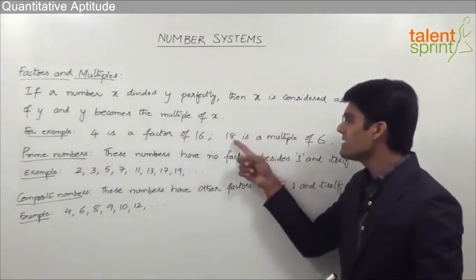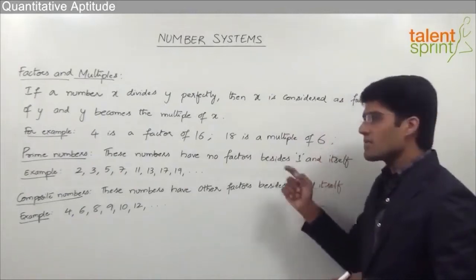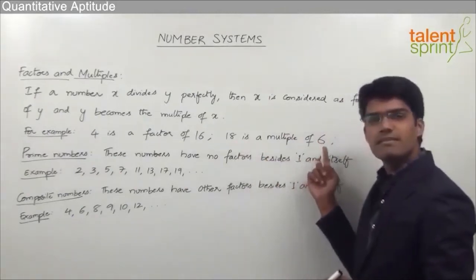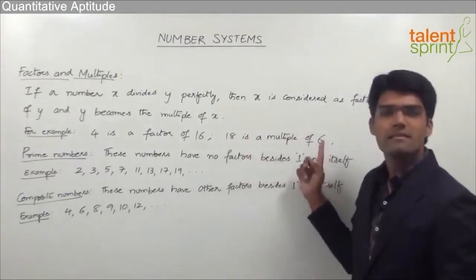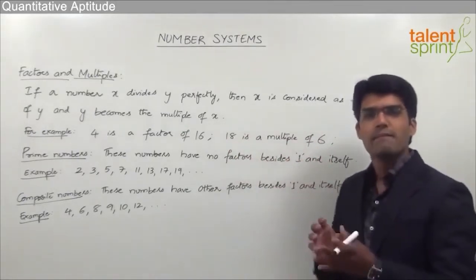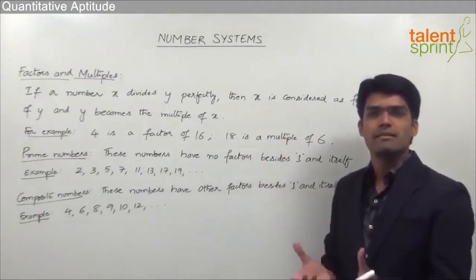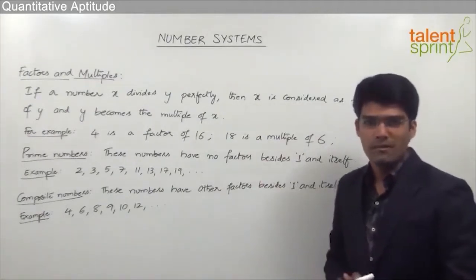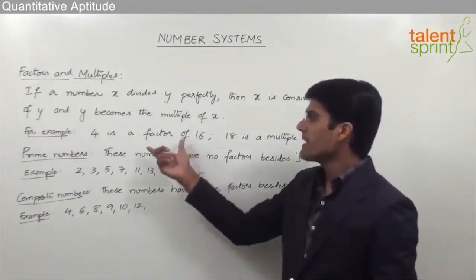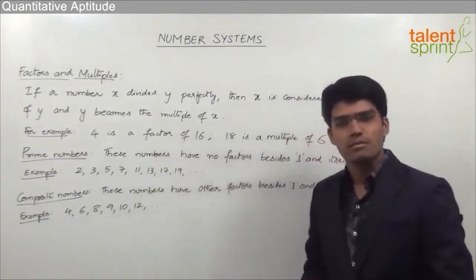Why? Because 18 is divisible by 6 exactly. So if 18 is divisible by 6, that means 6 is able to divide 18. So if 18 is a multiple of 6, we can say that 6 is a factor of 18. So very clearly factors and multiples are linked to each other. If A is a factor of B, then B has to be a multiple of A. So if 4 is a factor of 16, 16 is a multiple of 4.